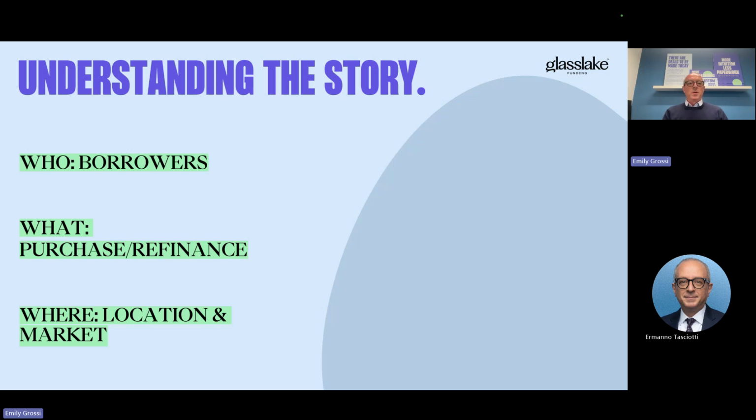So where is the property located? Is it in a larger urban center like Toronto or let's say Hamilton, or is it in more of a secondary market like let's say Sudbury or North Bay? Or is it even in a tertiary market, which is outside of that? Just a side note, GlassLake goes to all those. So we will look at properties all across Ontario.